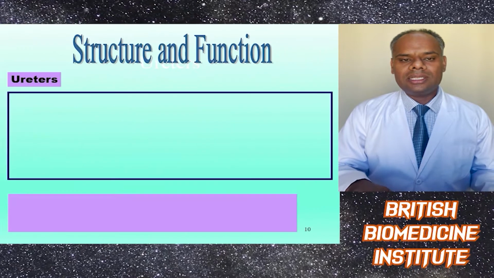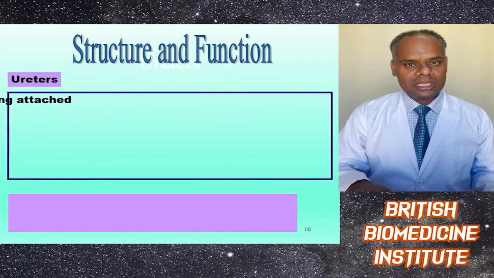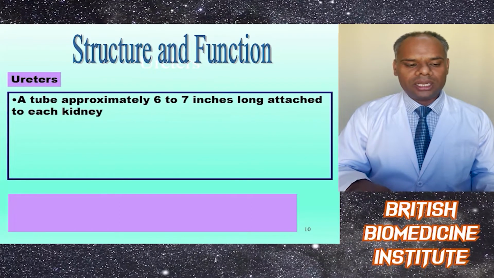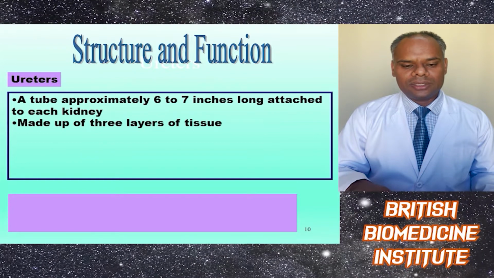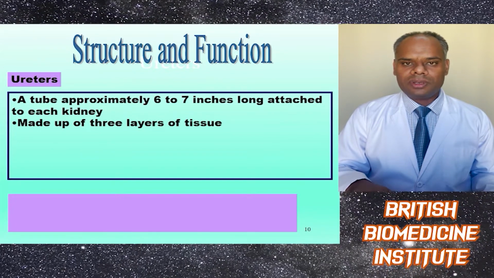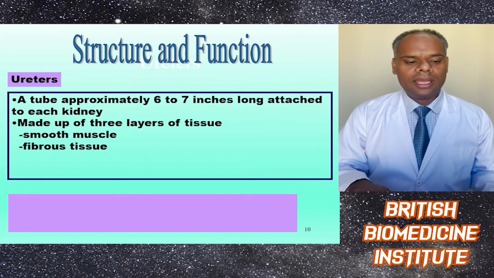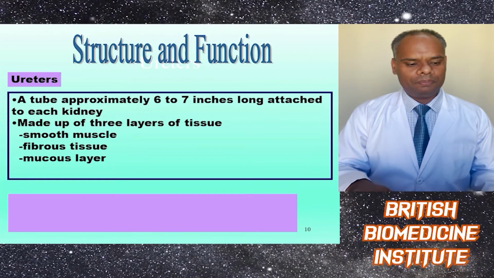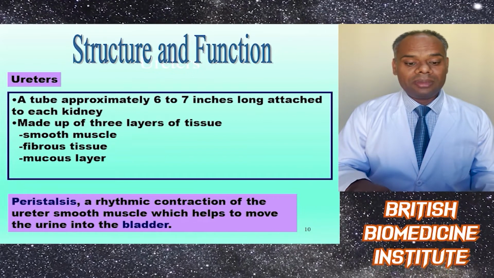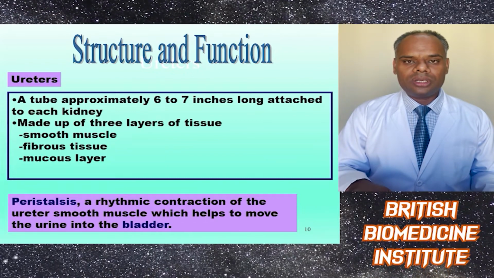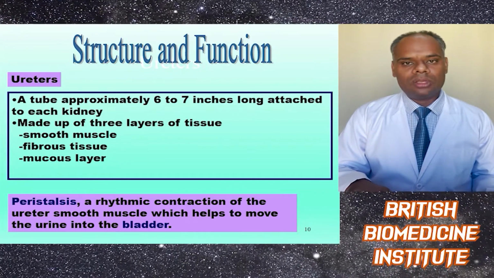Ureter. It is an approximately 6 to 7 inch long tube which is attached to each of the kidneys. It is made up of 3 layers of tissue. The first is smooth muscle, the second is fibrous tissue, and the third is the mucous layer. Peristalsis is basically a rhythmic contraction of the ureter's smooth muscles which helps to move the urine into the bladder.